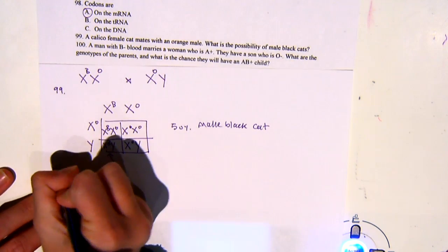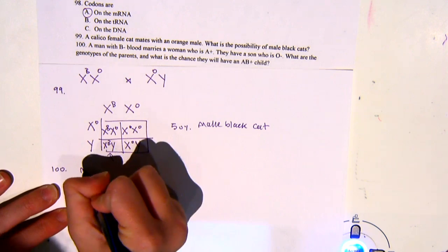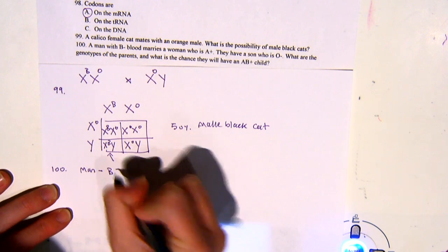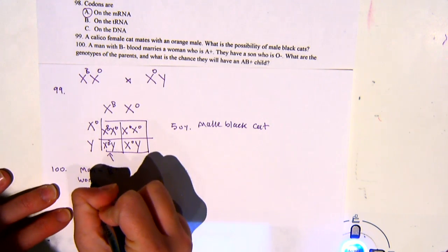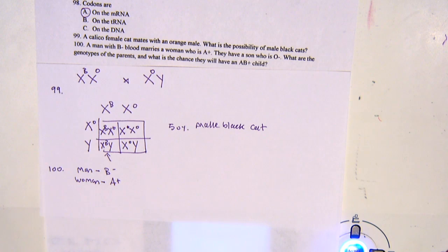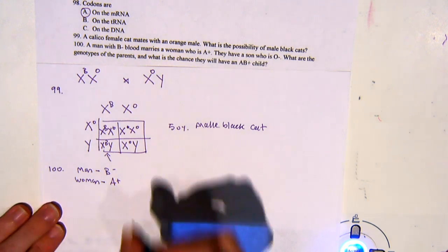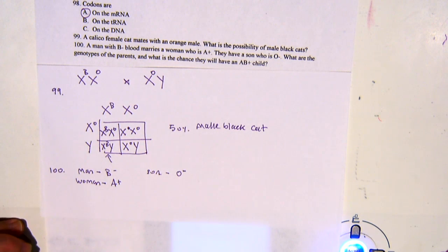All right, number 100. A man has B negative blood type, and he marries a woman who is A positive. They tell us that they have a son who is O negative. We want to figure out the genotypes of the parents, and then find the probability that they have an AB positive child.